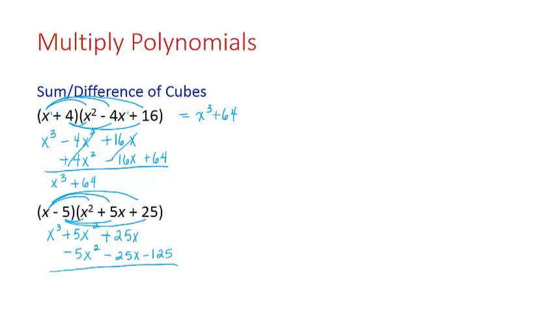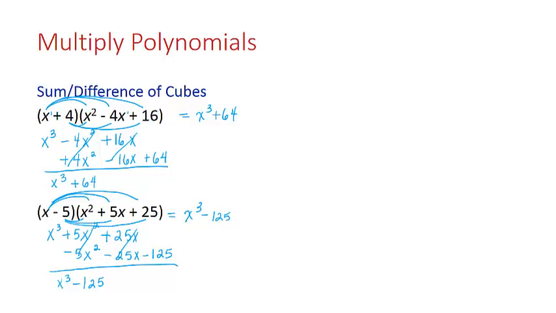So again, we combine like terms to get x cubed. The x squared goes out, the x term goes out, and we have minus 125. So this product yields what we call the difference of cubes.